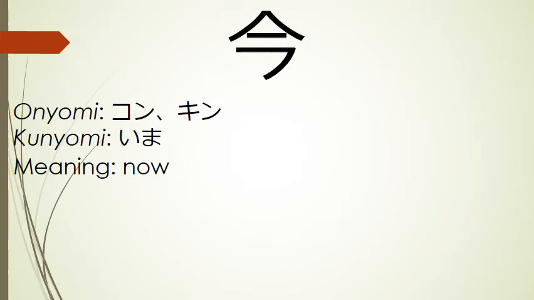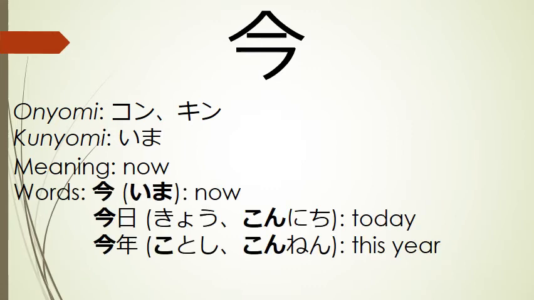Our next kanji is the kanji for now. Its onyomi include kon and kin, and its kunyomi is ima. Words that use this kanji include ima, now, kyo or konnichi, today, and kotoshi or konnen, this year.